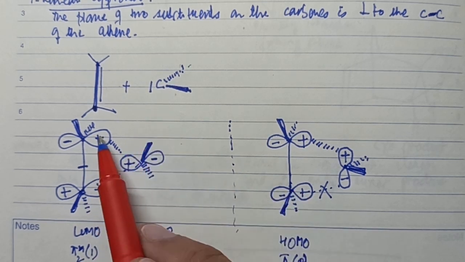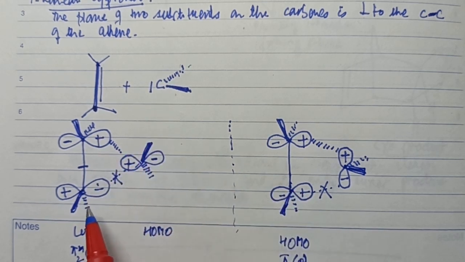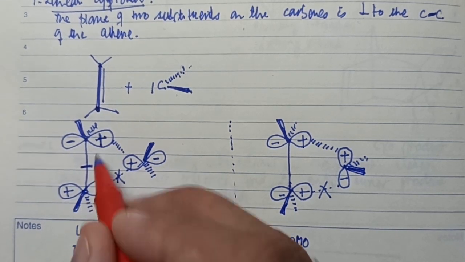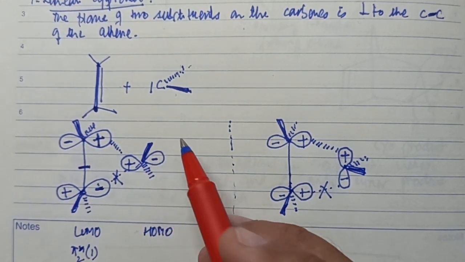And now since I have to draw, if in an FMO approach I have to draw the HOMO of one and the LUMO of the other, let's start by taking the LUMO of the alkene and the HOMO of the carbene. While drawing the LUMO of the alkene, we know the LUMO should be pi 2 star with one node. So if this is plus, this will be minus. We know this, it's simple.